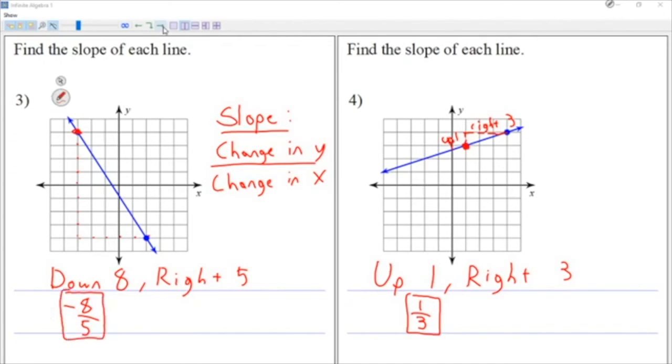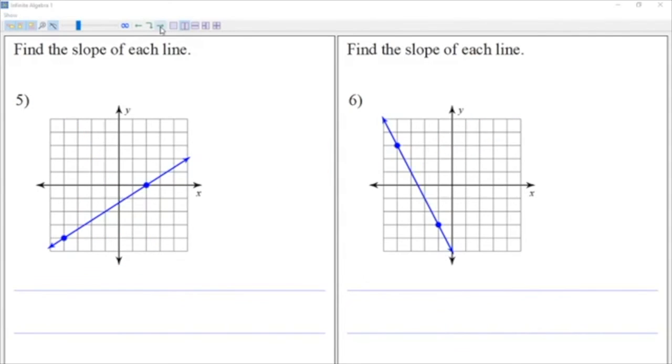So -8/5. One thing I don't want to see is the word over as a direction. That's not a direction. Up, down, left, right are directions. And that'll help you figure out whether to make the number positive or negative. These two I want you to try on your own. And if you're able to reduce the fraction, then you should reduce the fraction.